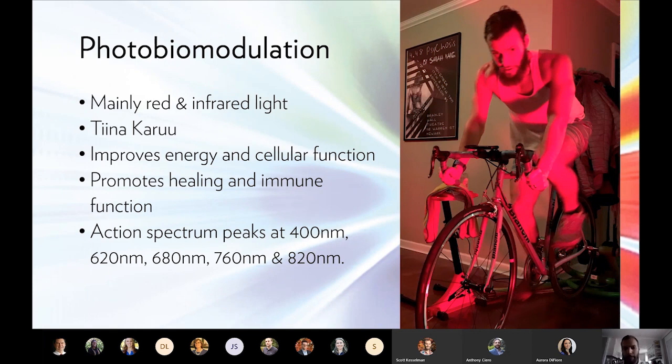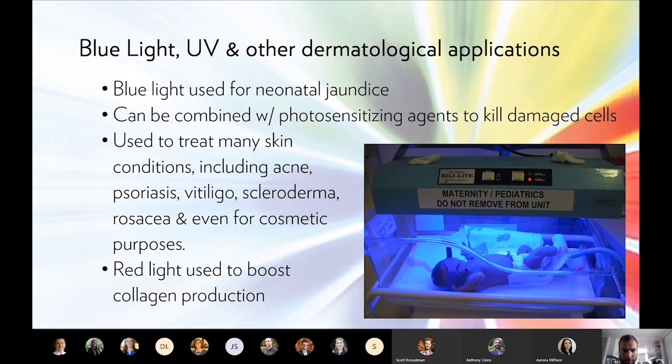This promotes energy and cellular function, immune function, and healing too. Quicker healing for things. If I'm really sore, I have a red light panel. I didn't show you a picture of it, but I can show you if you're interested, and I'll put it on my skin if I'm sore or something like that, or if I hurt myself.